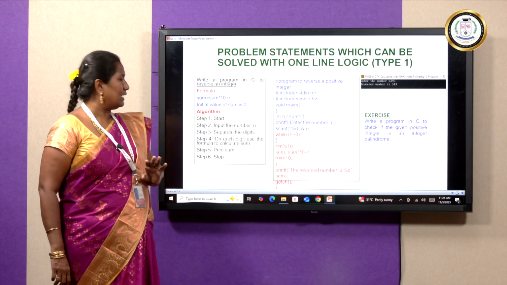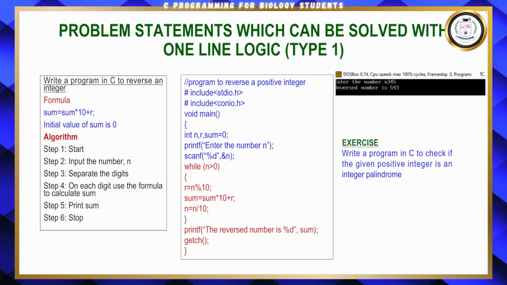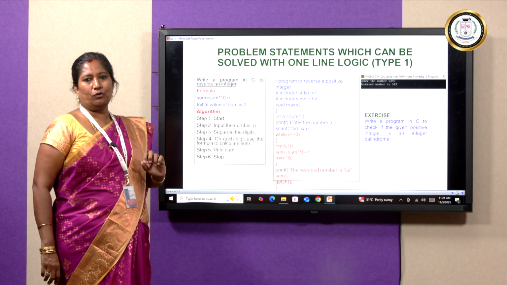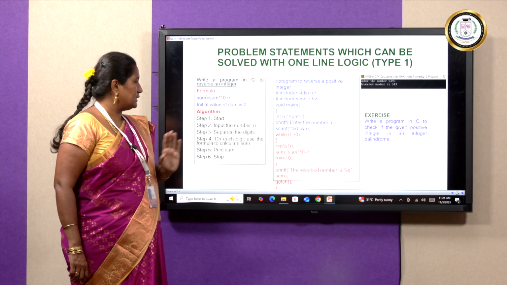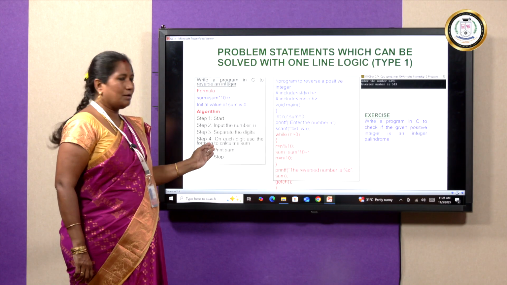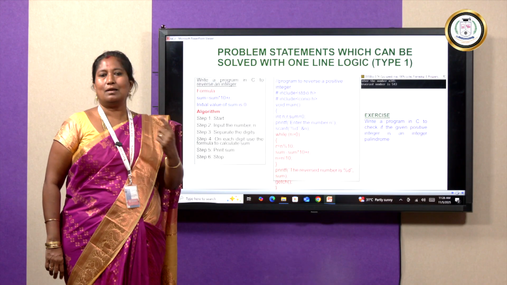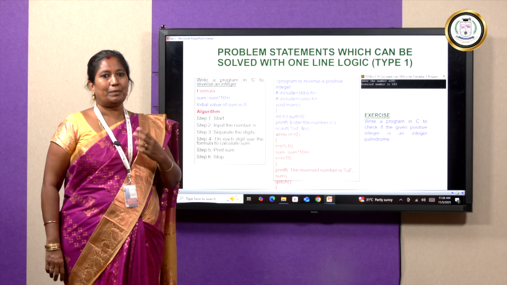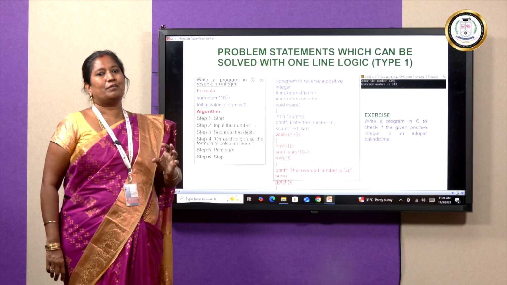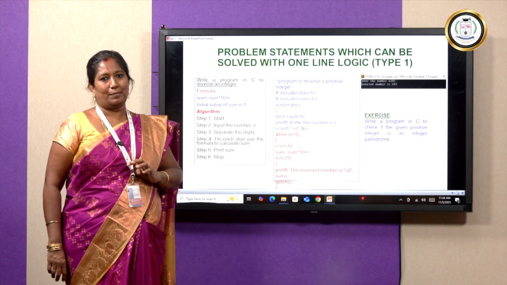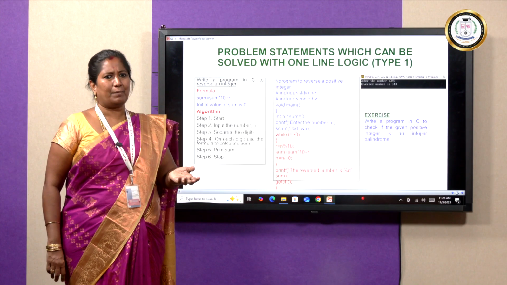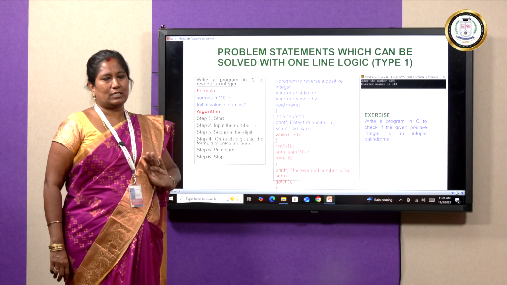If you want to reverse the number, you have to simply write sum equal to sum into 10 plus r, and then finally, after coming out of the while loop, you have to print the number. The reversed number is %d, sum. And here I understand that you should learn the syntax. You should be learning the syntax of certain statements in C programming. Okay, or you can refer to your C programming book, and come out with the syntax initially.